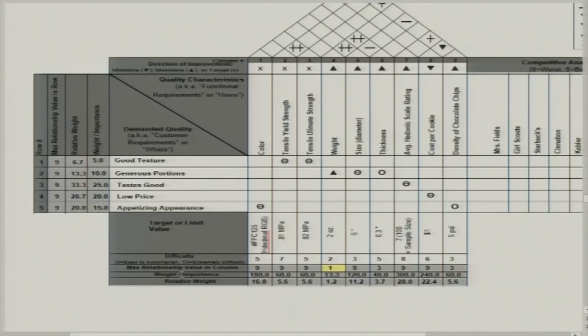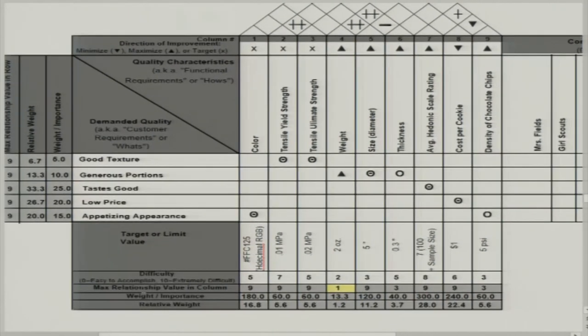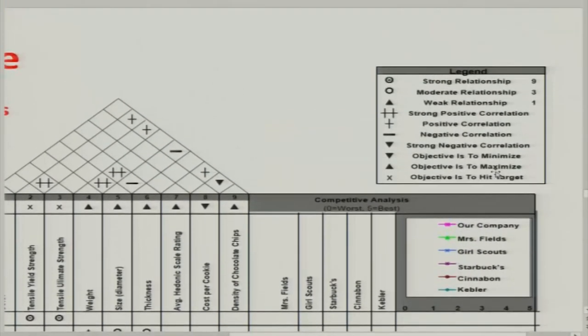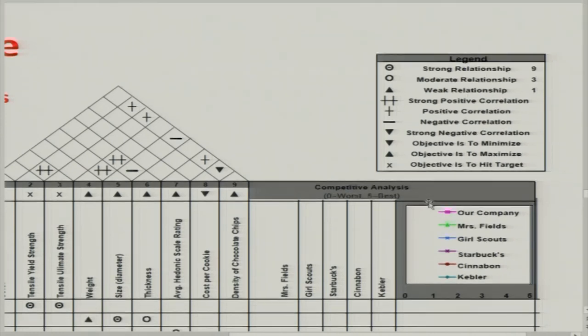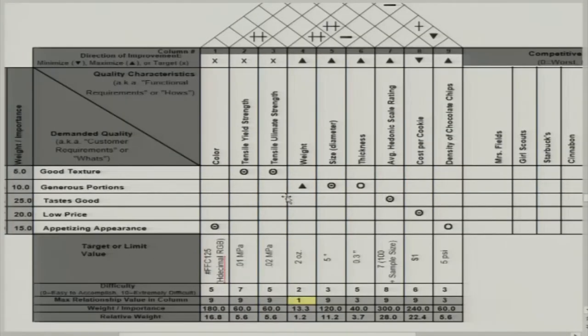Now we have got this weight importance here. This is the maximum relationship value in column, that is 9. This is 9 value, this is 9, this is 9. The maximum value here is 1. What are these values? As we have seen in the legend, these are values 9, 3 and 1. So these values are here. The maximum value is 9, 9, 9, it is 1 here, and here the maximum value is 3. Now how have we got this rating?